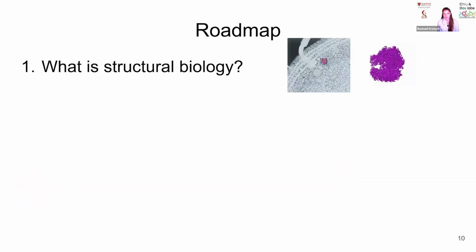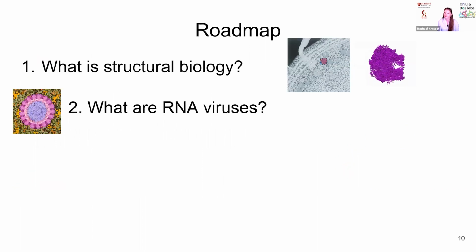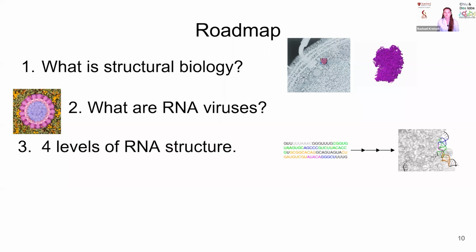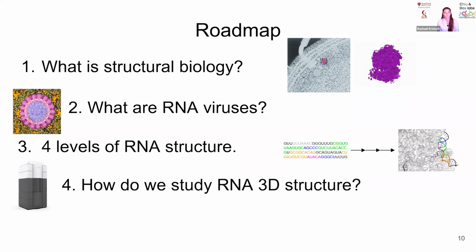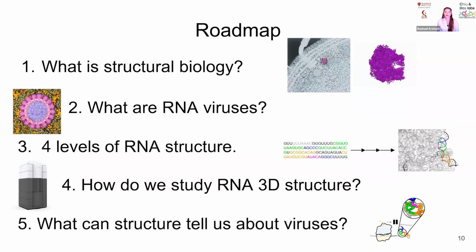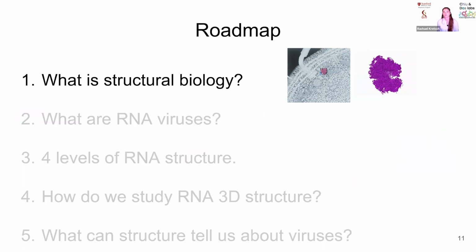So we're going to split this into 5 parts. The first is, what is structural biology? Then we're going to learn about what RNA viruses are. We're going to learn that there's 4 levels of RNA structure, and we're going to go through an example. And then we're going to show how we study RNA 3D structure using Cryo-EM. And then finally, we're going to ask what these structures can actually tell us about the virus. So let's start with what structural biology is.